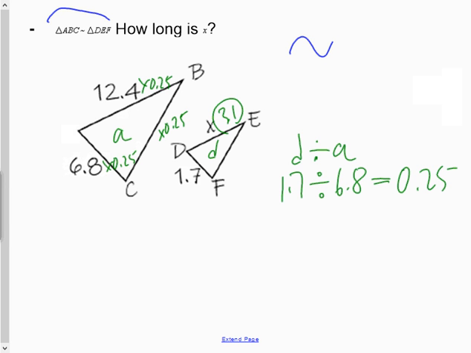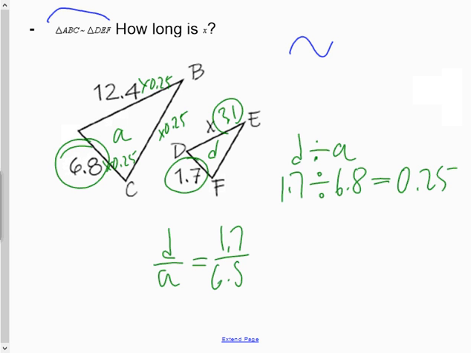A second method would be to set it up as a proportion. So again, just like we did with the last question with me, d over a is scale. And if I choose, this is my d, so 1.7. So 1.7 is my d over the corresponding side of 6.8. So diagram to actual will be proportional to x over 12.4. Okay, so rather than figure out the scale factor, I'm just going to set it up as a proportion.